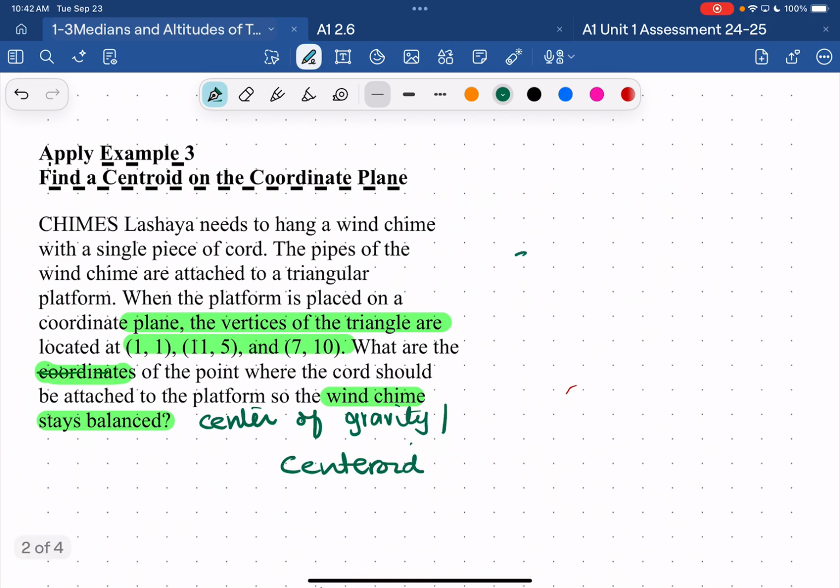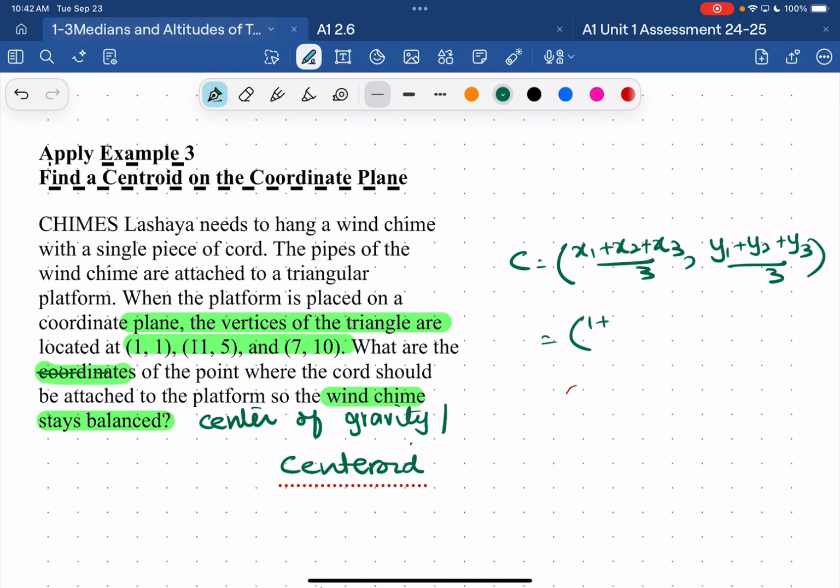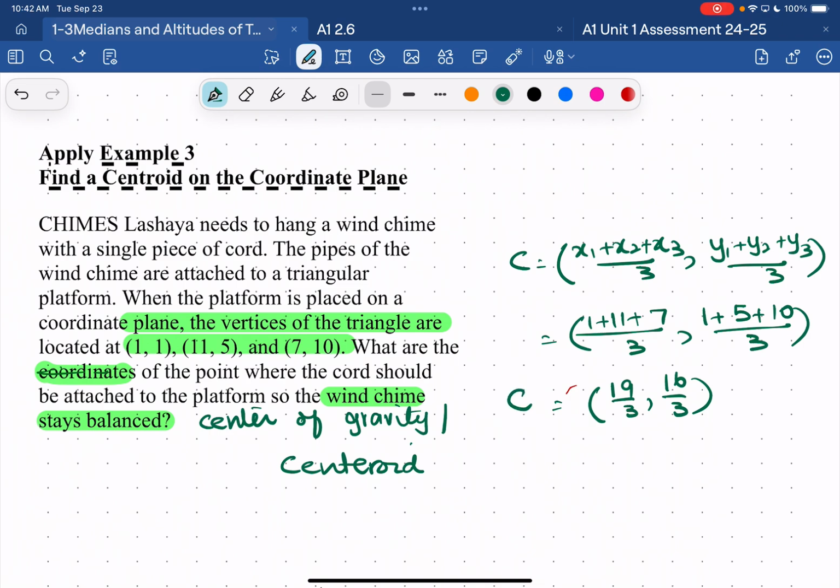To find the centroid, we add up all the x coordinates and take their average. We add up all the y coordinates and take their average. So here we have 1 plus 11 plus 7 divided by 3, good job. And then we have 1 plus 15 plus 10 divided by 3, good. And we get 19 divided by 3, 16. Awesome. So this will be our centroid.